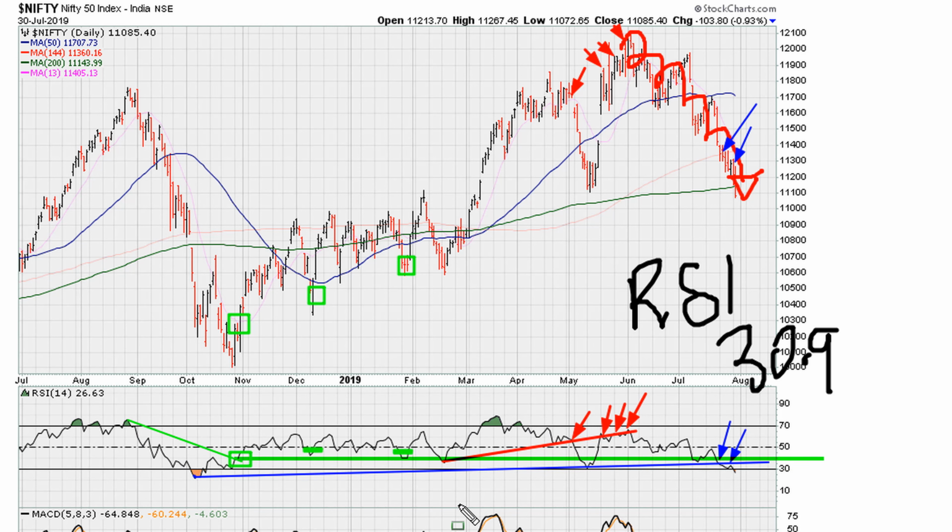In the short term on the daily, I would say the key is the RSI 30.9. As long as we are trading below 30.9 on the daily, expect the Nifty to continue trading to the downside, at least sideways to down. Another way of saying this is, if the Nifty is to recover in the short term, it would need to recapture this level, the RSI 30.9.